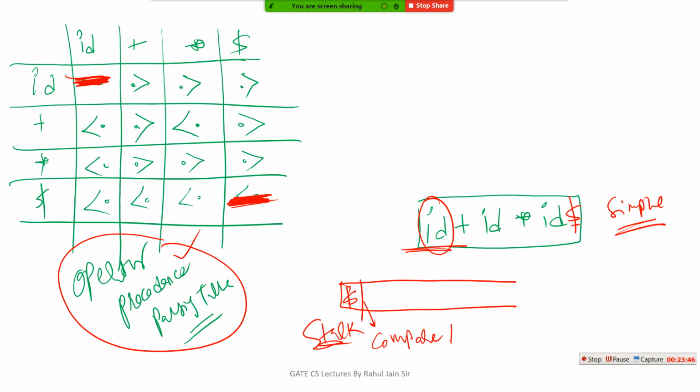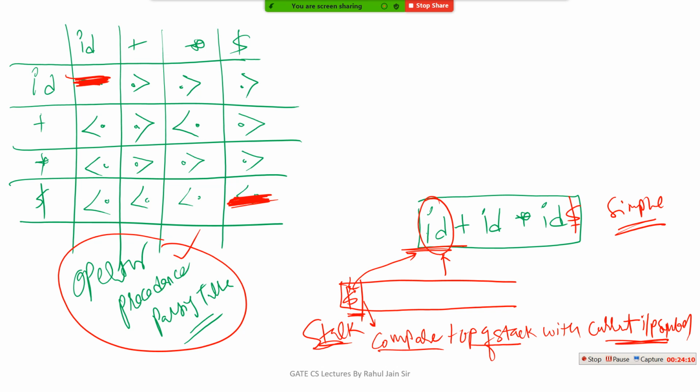Compare top of stack with current input symbol. What you need to do is compare top of stack with the current input symbol. What is my current input symbol? ID. Now I will compare this dollar with this ID.